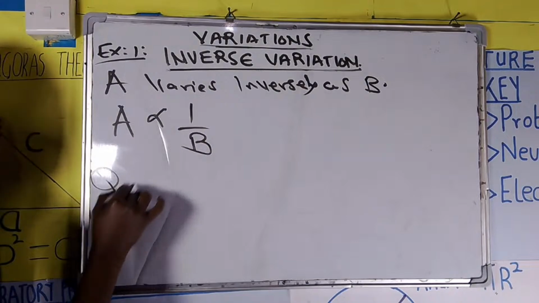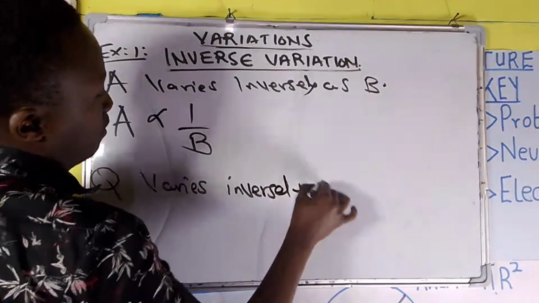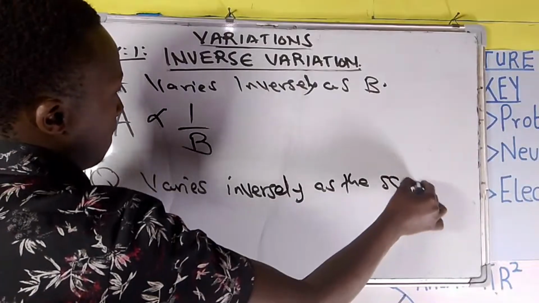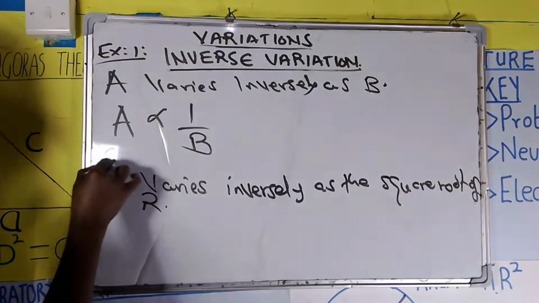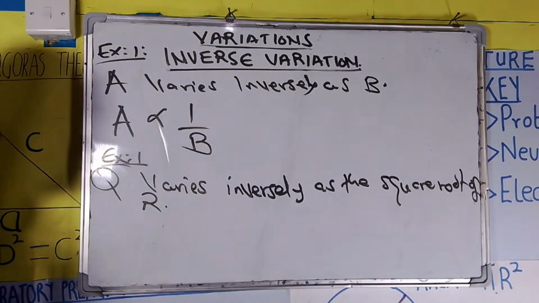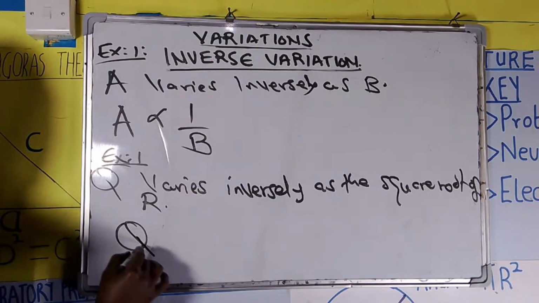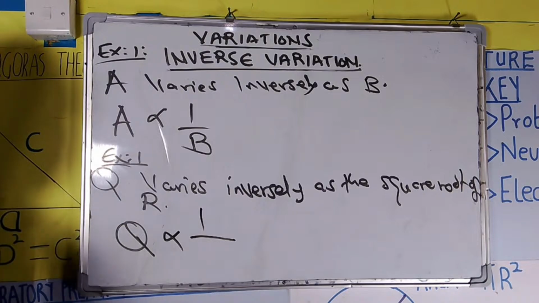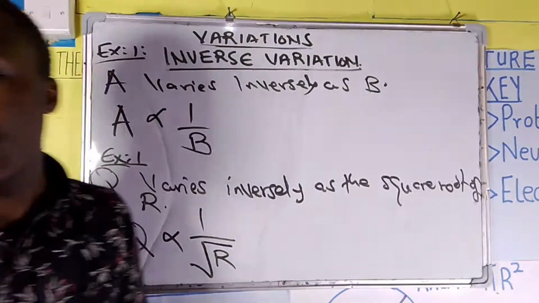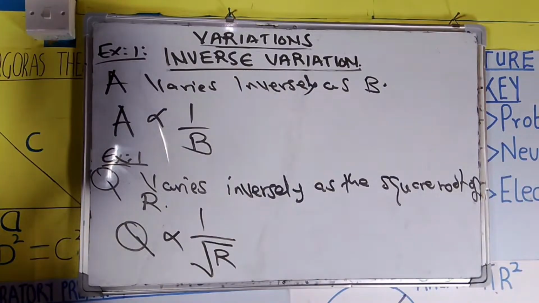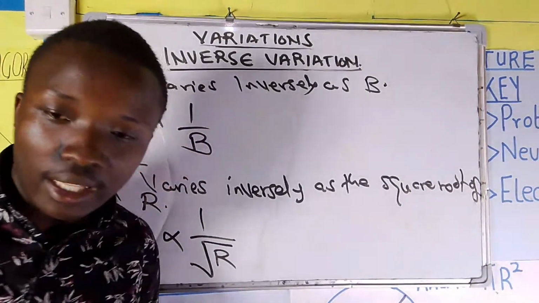If we say Q varies inversely as the square root of R, it means that Q varies as 1 over the square root of R. Q varies inversely as the square root of R. That is how we do it.